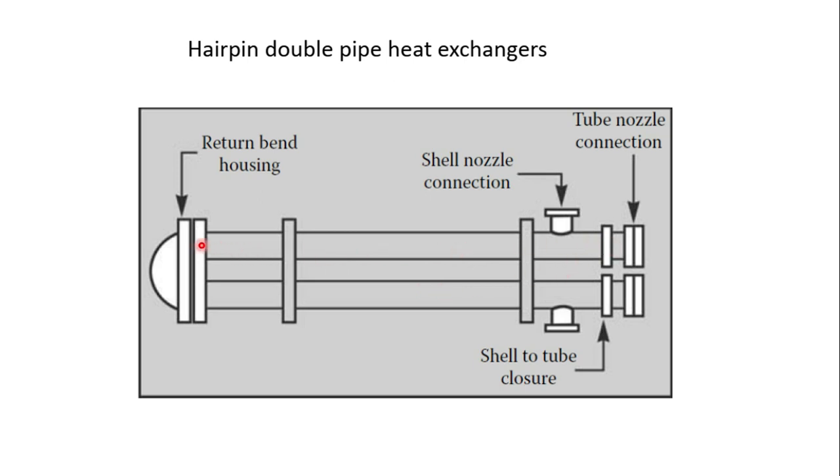This is the outer pipe, and there is the inner pipe, or the smaller diameter pipe, inside this outer pipe, right? This is the inlet, or the tube nozzle connection, from where the tube fluid enters, and it will move in this direction and move out from here, right? And this is the inlet and the outlet of the shell side. This configuration is the schematic diagram, and let me show you the actual hairpin double pipe heat exchanger.